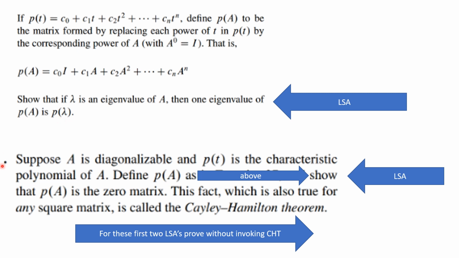A second LSA is also described here. Suppose A is diagonalizable and P of t is the characteristic polynomial of A. Define P of A as above and show that P of A is a 0 matrix. This fact, which is also true for any square matrix, not just one that is diagonalizable, is called the Cayley Hamilton theorem. And for this LSA where you're proving it for a diagonalizable matrix, don't quote the Cayley Hamilton theorem and then apply it to this. You want to prove it from scratch.